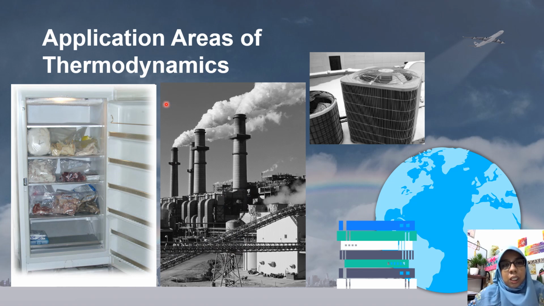So these are some examples of the application areas for thermodynamics. So kita ada kat sini adalah refrigerator, and then kita ada steam power plant, and then kita ada aircon. So dalam semua-semua tu ada thermodynamic system, ada heat engine, heat pump, turbine, nozzle, and then ada apa tadi, throttling. So itu semua ada menggunakan konsep thermodynamic.